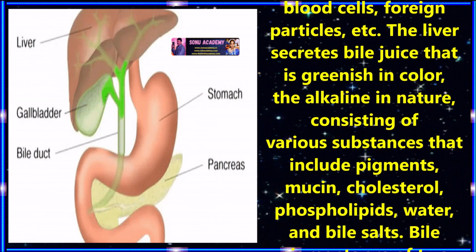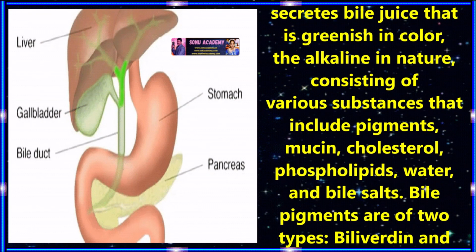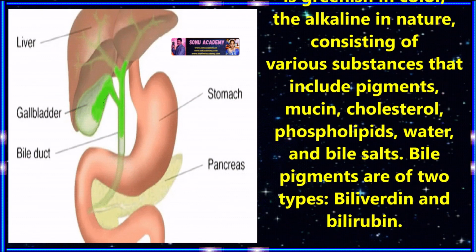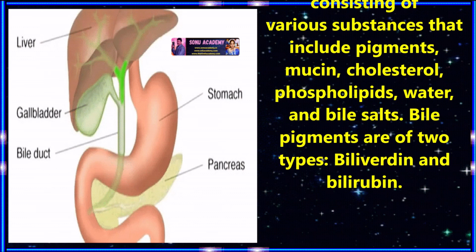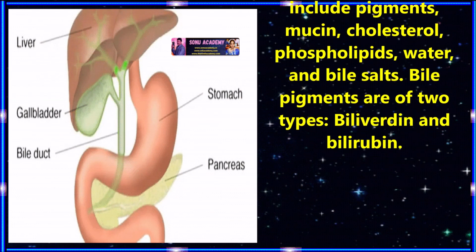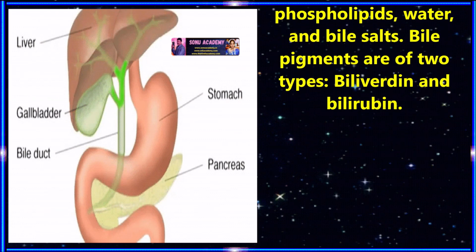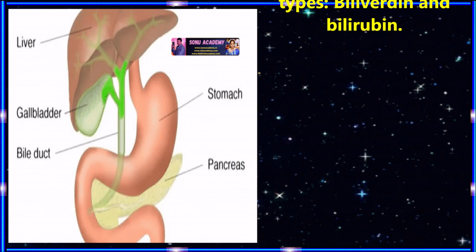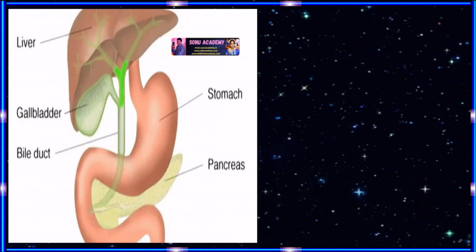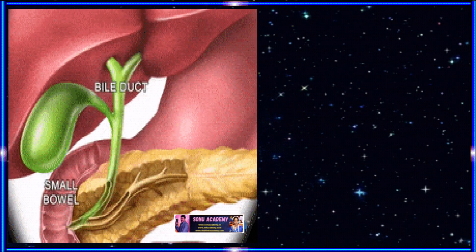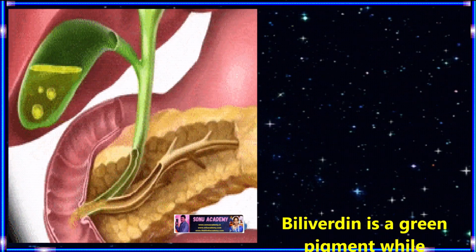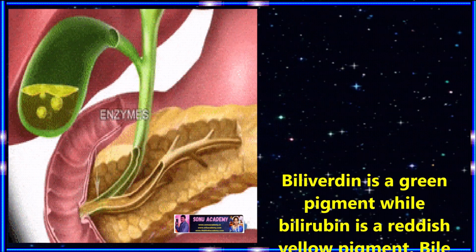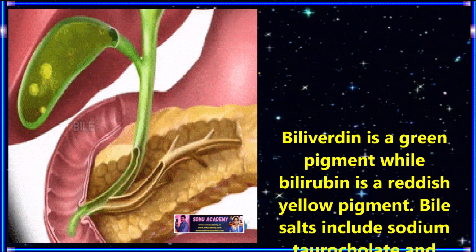The liver secretes bile juice that is greenish in color and alkaline in nature. It consists of various substances that include pigments, mucin, cholesterol, phospholipids, water, and bile salts. The bile pigments are of two types. One is biliverdin and the second one is bilirubin. Biliverdin is a green pigment, while bilirubin is a reddish yellow pigment.